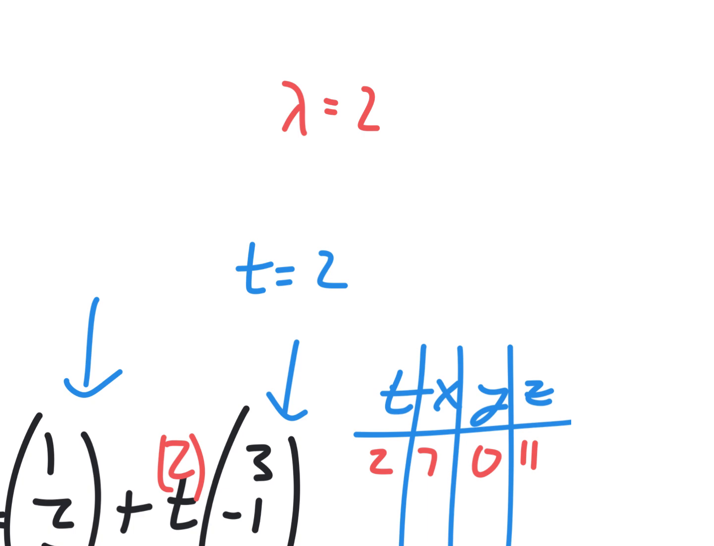What does it tell you? Yes? They collide? That they collided. What if its solution was lambda equals 1? Well, then it was there at time 1. It was also at 7, 0, 11. But if this one's here at time 1 and this one's here at time 2, then they were there at that spot at different times, and therefore they did not collide.